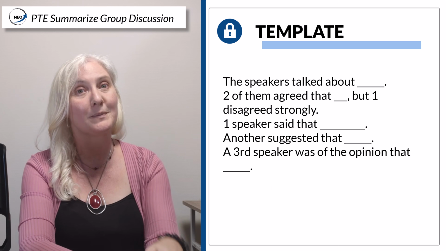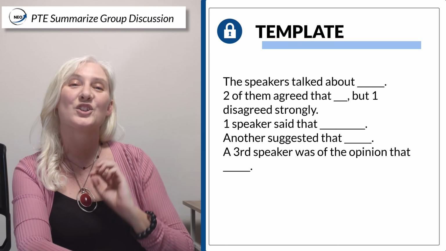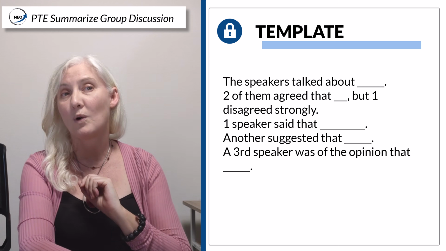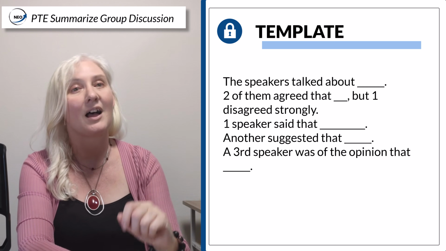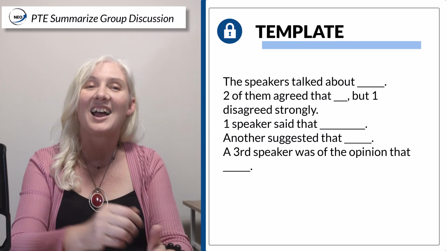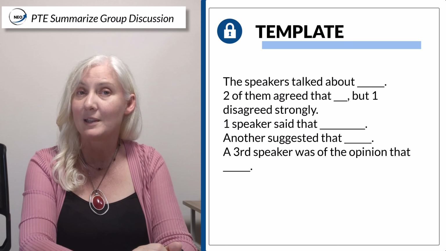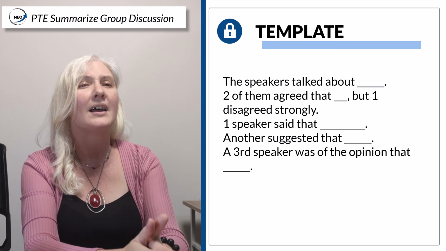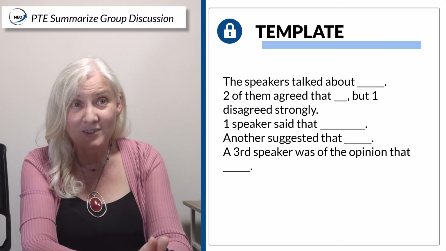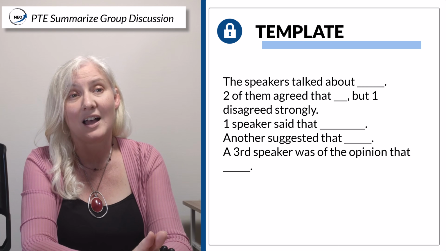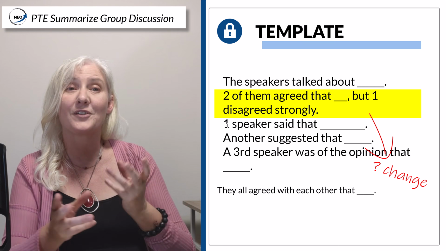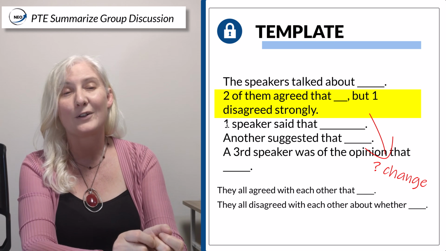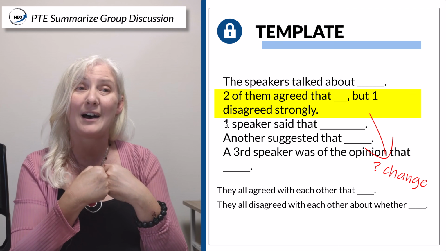The speakers talked about blah, blah, blah. 2 of them agreed that blah, but 1 disagreed strongly. One speaker said that, another suggested that, a third speaker was of the opinion that. Depending on the conversation, you should adjust this line. You can change it to they all agreed with each other that, or they all disagreed with each other about whether.